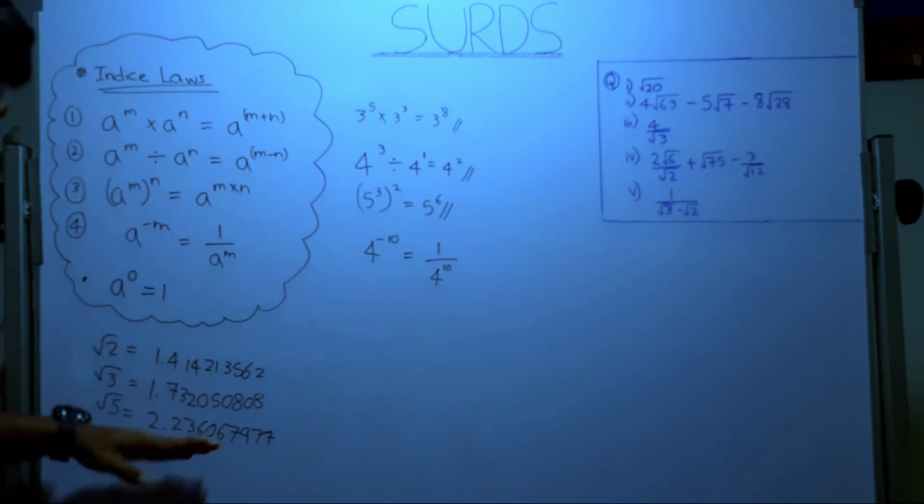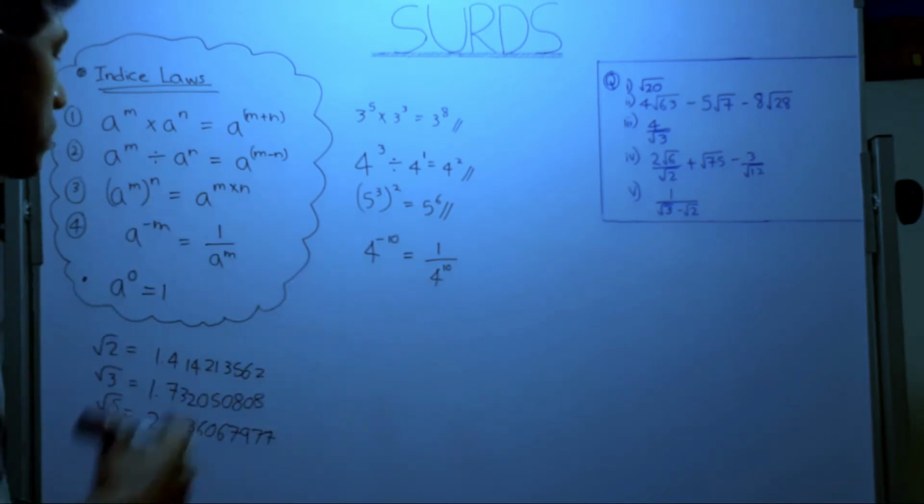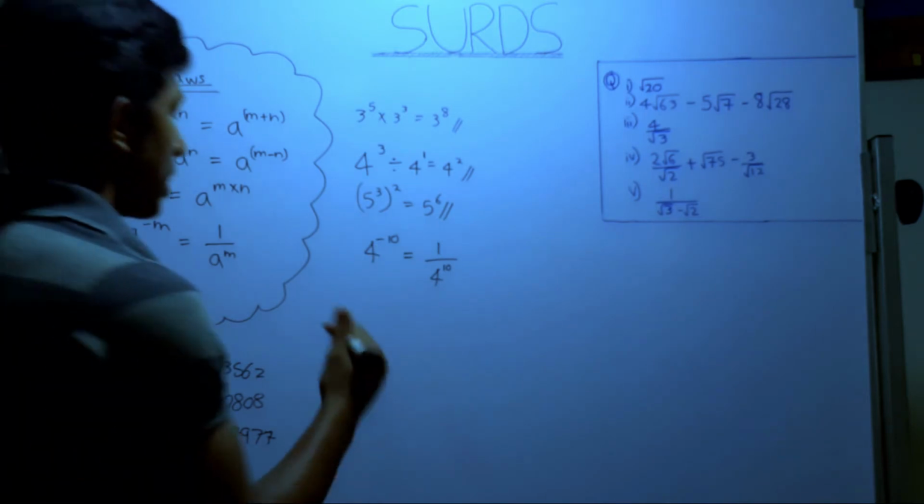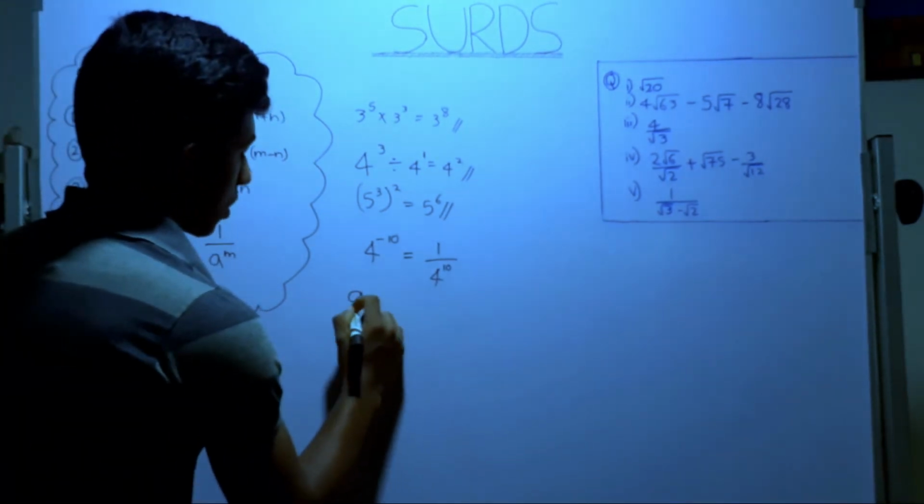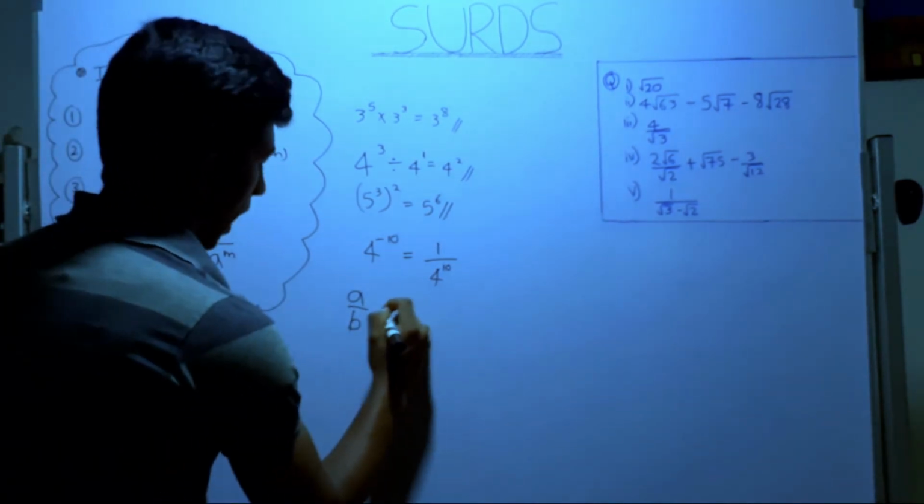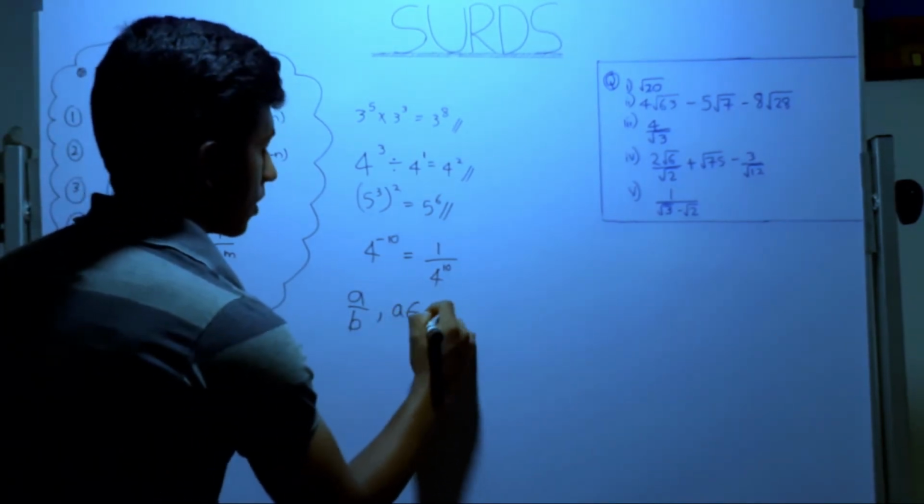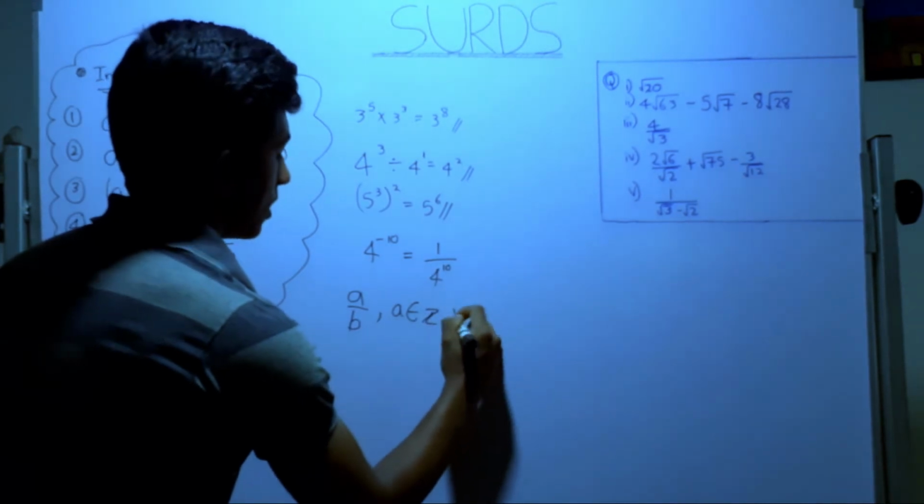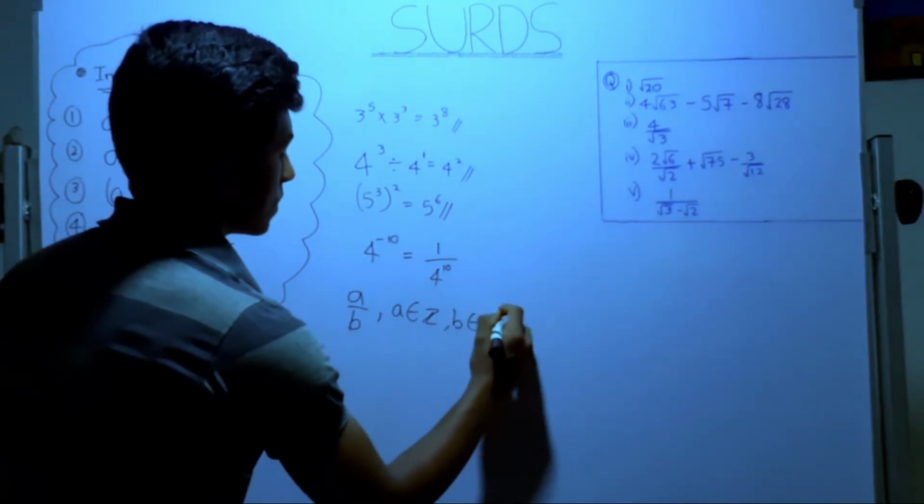We cannot write any of these as a fraction. So the definition of irrational numbers would be, we cannot, notice the word cannot, write in the format of A over B, where A is an element of integers and B is an element of integers, which are positive and negative.